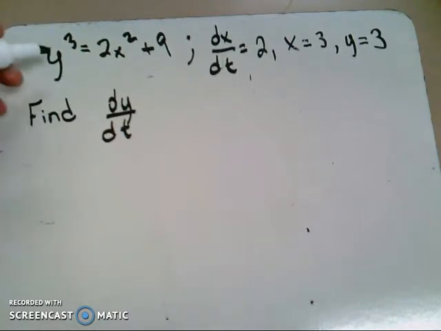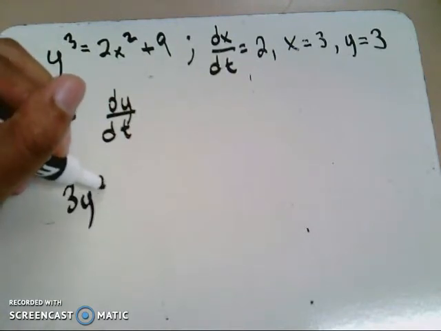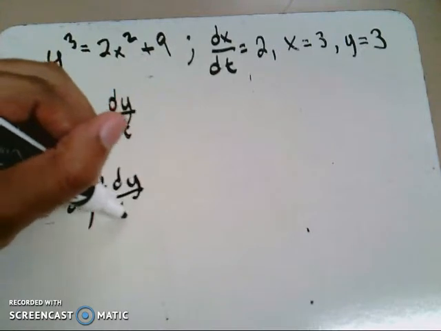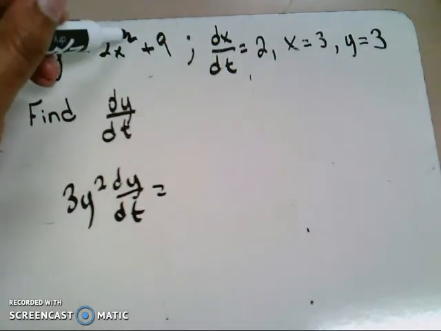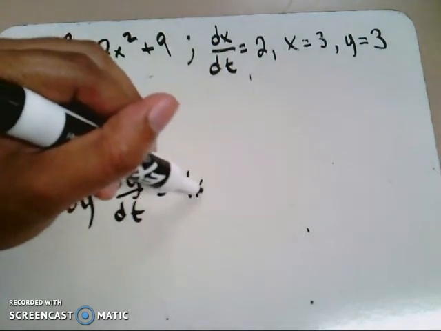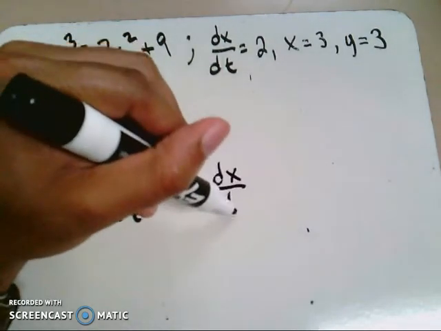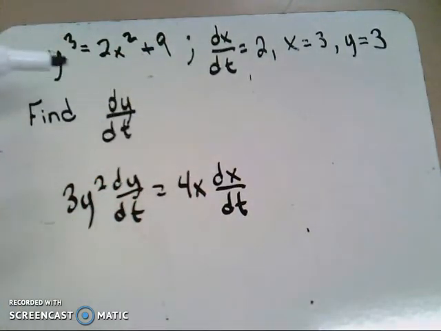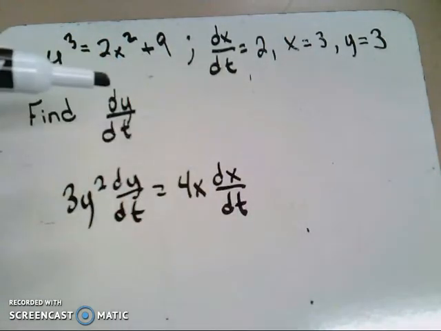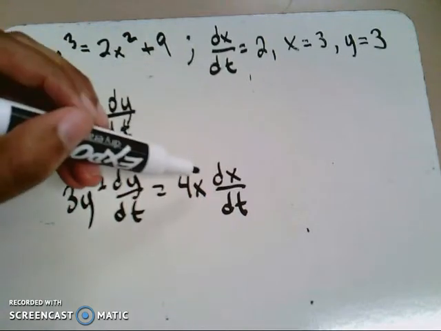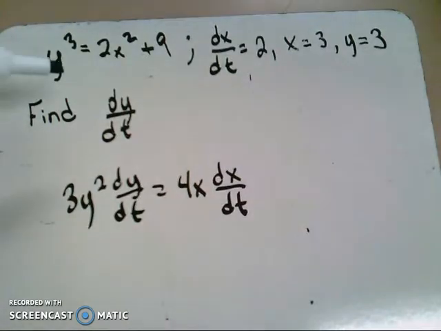So now we have y cubed, and that derivative is going to be 3y squared dy/dt, and then 2x squared. This derivative, we're going to use the power rule, so we get 4x, and the exponent decreases to 1, and then we have dx/dt. Again, this is the difference for the most part between 6.3 and 6.4. We're taking the derivative with respect to time. So that's why we have dx/dt after we take the derivative of x. And then 9 is still a constant, so that derivative just cancels.